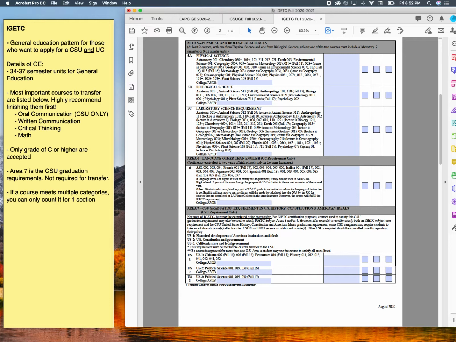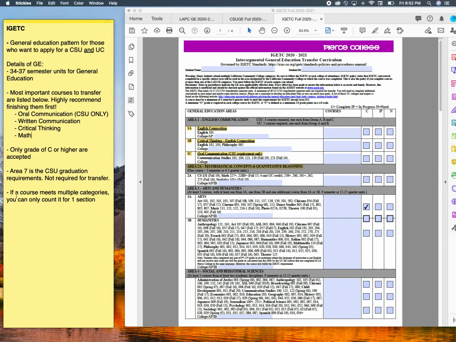Also, it could double count for another category. It could double count because it's technically not part of IGETC. So I recommend if you can double count as much as possible, because it will save you a class.